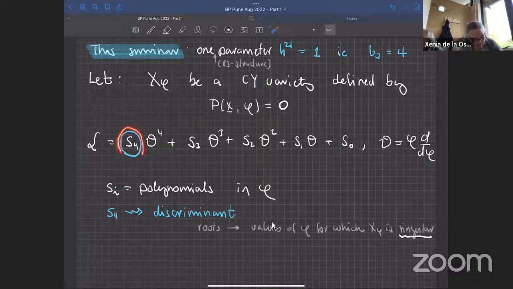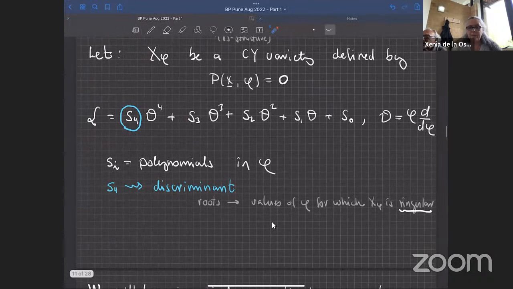This coefficient here is rather important. It contains a discriminant of the manifold. In other words, the roots of this polynomial are values of phi for which your Calabi-Yau is singular. There are a few exceptions to this, as sometimes you have values of phi where the Calabi-Yau is not singular. These are called apparent singularities, but I won't discuss this subtlety in this talk.